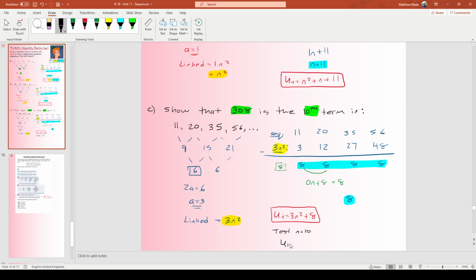You get u10 equals 3 times 10 squared plus 8. Now, 10 squared has to go first. 10 squared is 100 times 3 is 300. And then you copy the plus 8, which is 308. So, guess what, buddies? Confirmed. That's what we were supposed to get, which is brilliant, because that is 308. That's what it wanted us to show in the question.